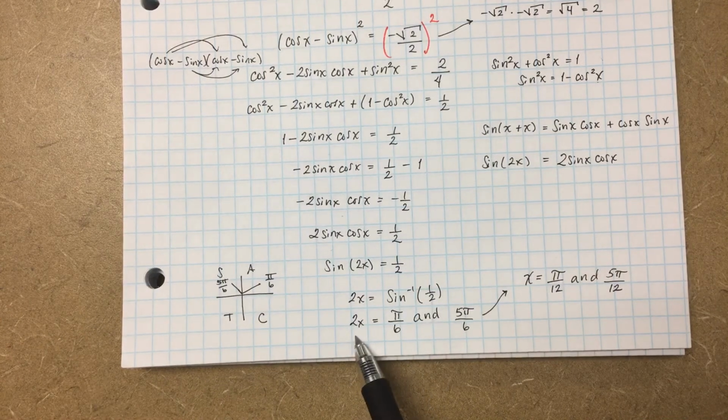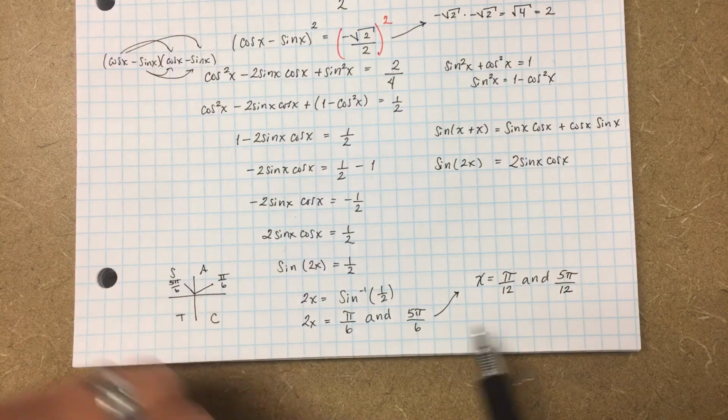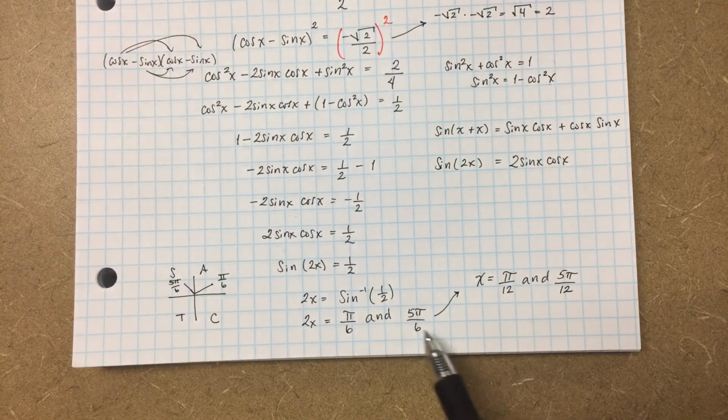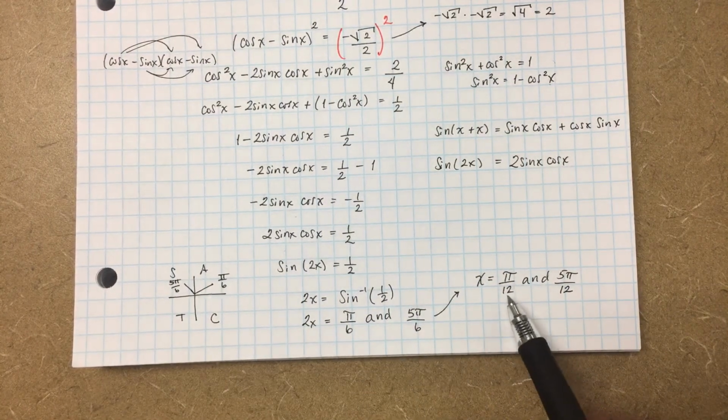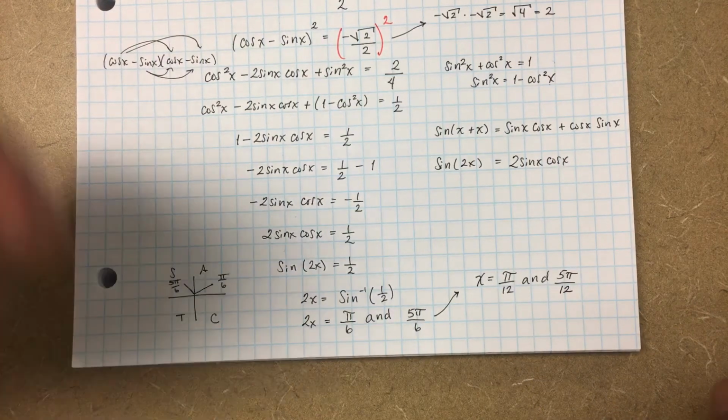Well, now we've got to divide by 2 in order to finish it. Dividing by 2 is the same thing as multiplying by 1/2. So pi over 6 times 1/2 is pi over 12, and then 5 pi over 12. And it's still not done.